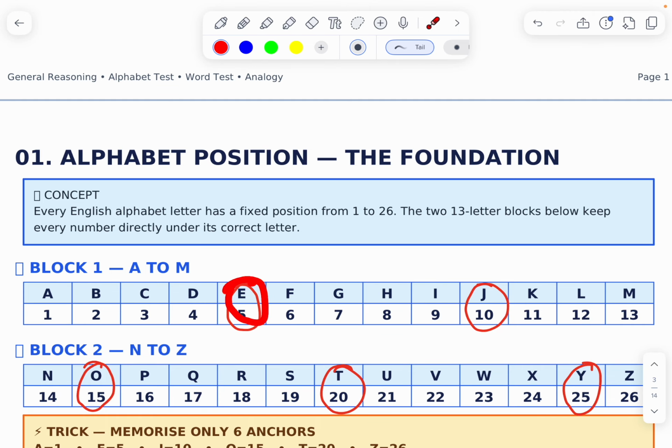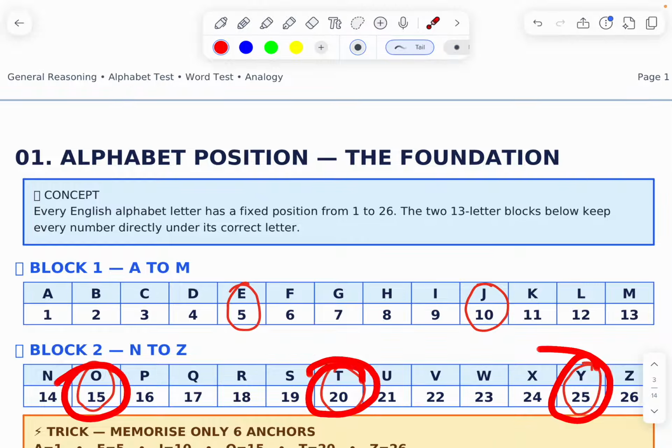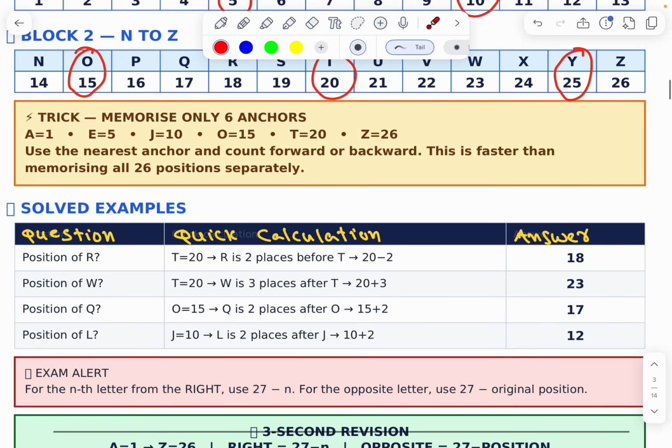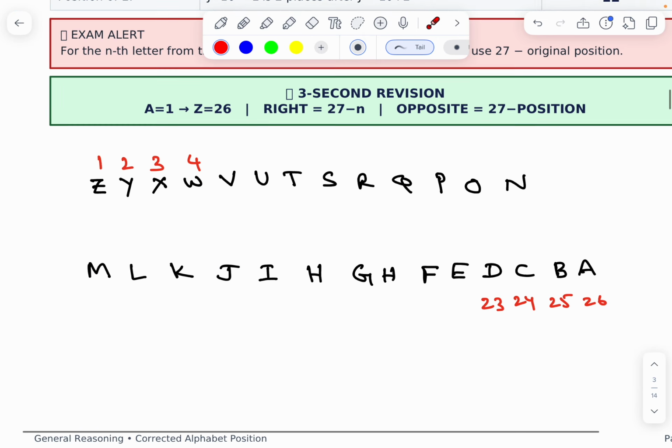And memorize these 5 also. E is equal to 5, J is 10, O is 15, T is 20 and Y is 25. After completion of this, you can write from Z to A.